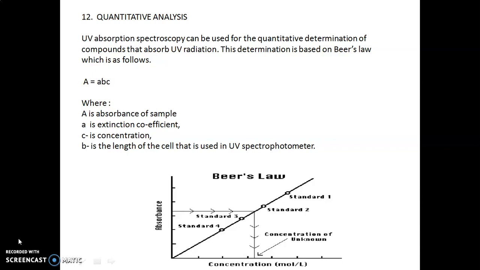Next, or the last application, is quantitative analysis. By using Beer-Lambert's law, we can easily quantitate any type of compound or analyte by using UV. UV absorption spectroscopy can be used for quantitative determination of compounds that absorb UV radiation. This determination is based on Beer's law, which follows as A equals abc, where capital A is the absorbance of the sample, small a is the extinction coefficient, b is the path length, and c is the concentration. By using this formula, we can identify the concentration, and also by getting the line equation, we can quantitate any type of analyte by using UV. So this is the major application of quantitative analysis, the major application of UV.